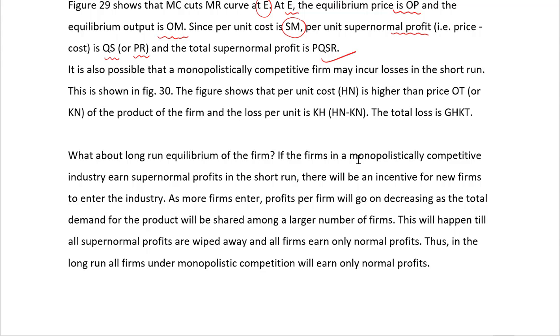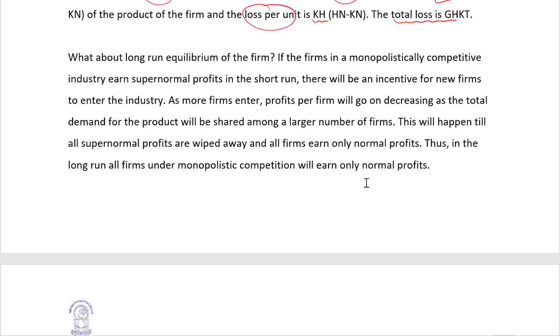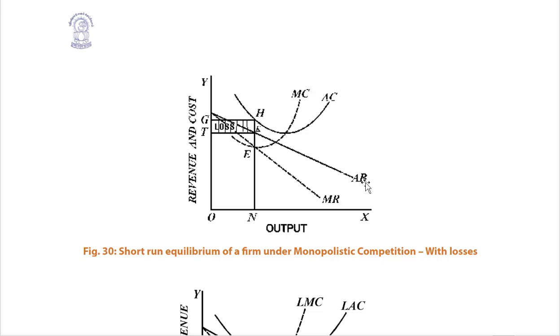It is also possible that the monopolistically competitive firm may incur losses in the short run. This is shown in figure 30. The figure shows that the per unit cost, HN, is higher than the price, that is OT or KN, of the product, and the loss per unit is KN. The total loss is GHKT. You see over here.